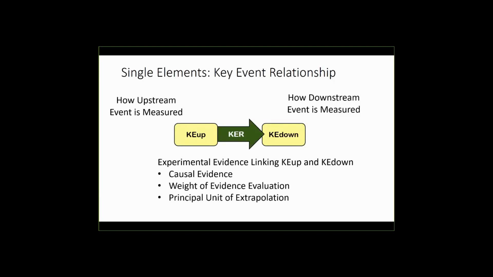But for now, it's helpful to know that the key event relationship contains the experimental evidence that links the two key events together. It contains causal evidence, and it also contains a weight of evidence evaluation, so we can assess the quality of this evidence. And so the key event relationship really is the principal unit of extrapolation. It's how you move from the evidence that proves or supports the movement of upstream events to the downstream events.